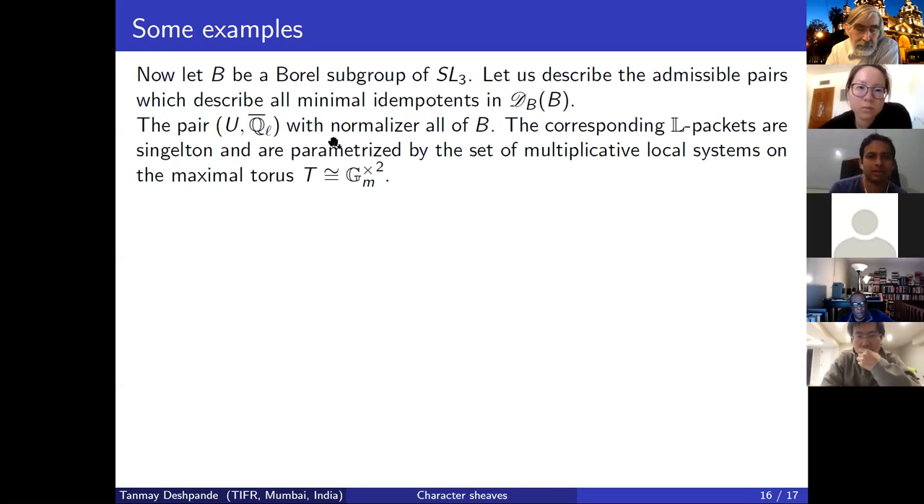the Lusztig packets corresponding to this minimal idempotent are parameterized by the multiplicative local systems on the maximal torus T. So basically, corresponding to this minimal idempotent, there are as many L-packets as multiplicative local systems on this maximal torus. And in this case, all the L-packets are singletons.